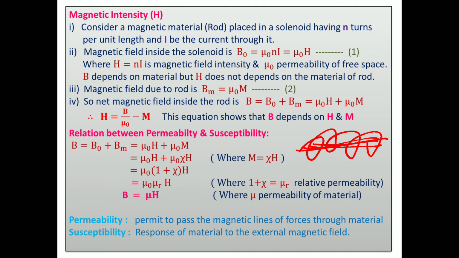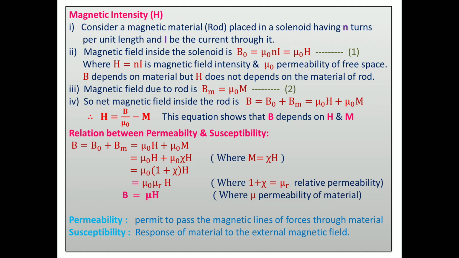Means the magnetic field inside the solenoid is B0 equal to mu 0 n i, or mu 0 H, and the magnetic field due to the rod is Bm equal to mu 0 m. So the net magnetic field inside the rod is B equal to B0 plus Bm, meaning mu 0 H plus mu 0 m.